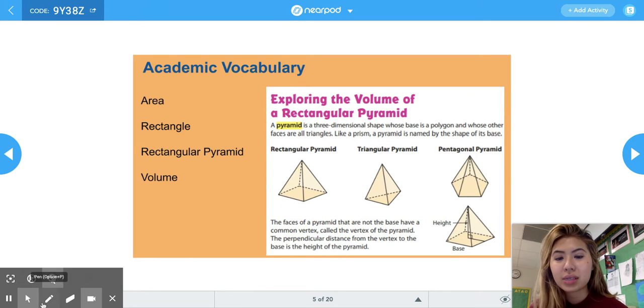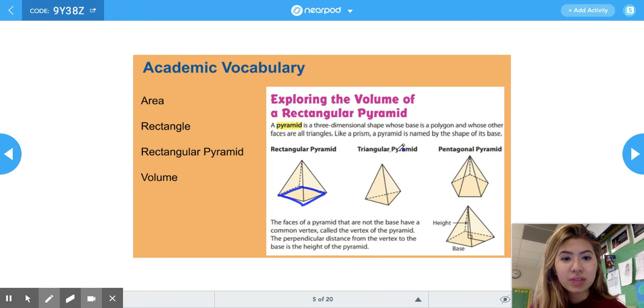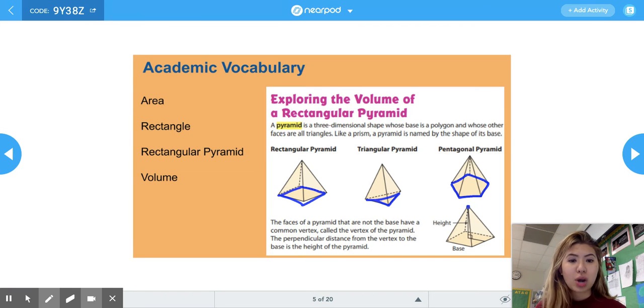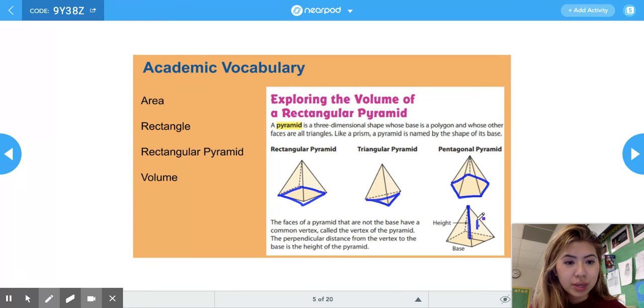So for example, the base of this rectangular pyramid is a rectangle. The base of this triangular pyramid is a triangle. The base of this pentagonal pyramid is a pentagon. And it says that the faces of a pyramid that are not the base have a common vertex. The vertex is this top point, the meeting point of all of the triangles, and it's called the vertex of the pyramid. And so the distance from the vertex to the base of the pyramid is going to be the height of the pyramid.